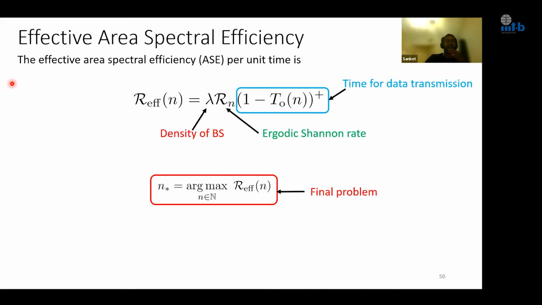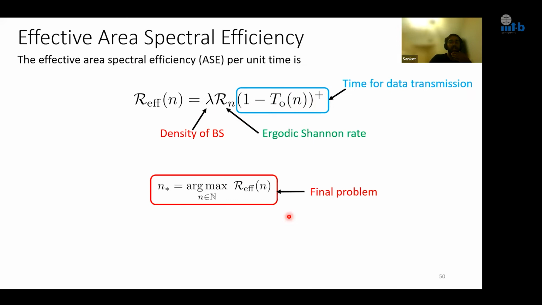Then finally, we can calculate the area spectral efficiency, which is the density of the base stations times this periodic Shannon rate, multiplied by the time available for data transmission. So TO here is the total overhead or the communication interruption. Obviously, per unit time, the time that is available for data transmission is 1 minus TO. The plus denotes the maximum of 0, because the time cannot be negative in this case. So this is the time available for the data transmission.